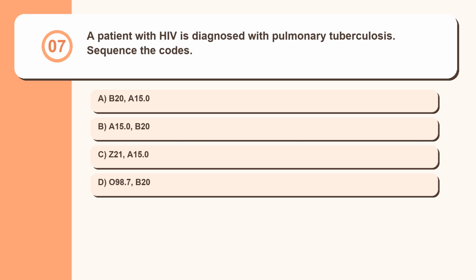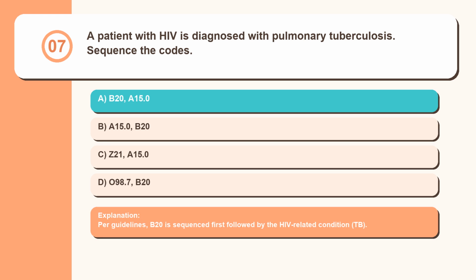Question 7. A patient with HIV is diagnosed with pulmonary tuberculosis. Sequence the codes. B20, A15.0; A15.0, B20; Z21, A15.0; O98.7, B20. Per guidelines, B20 is sequenced first followed by the HIV-related condition, TB.